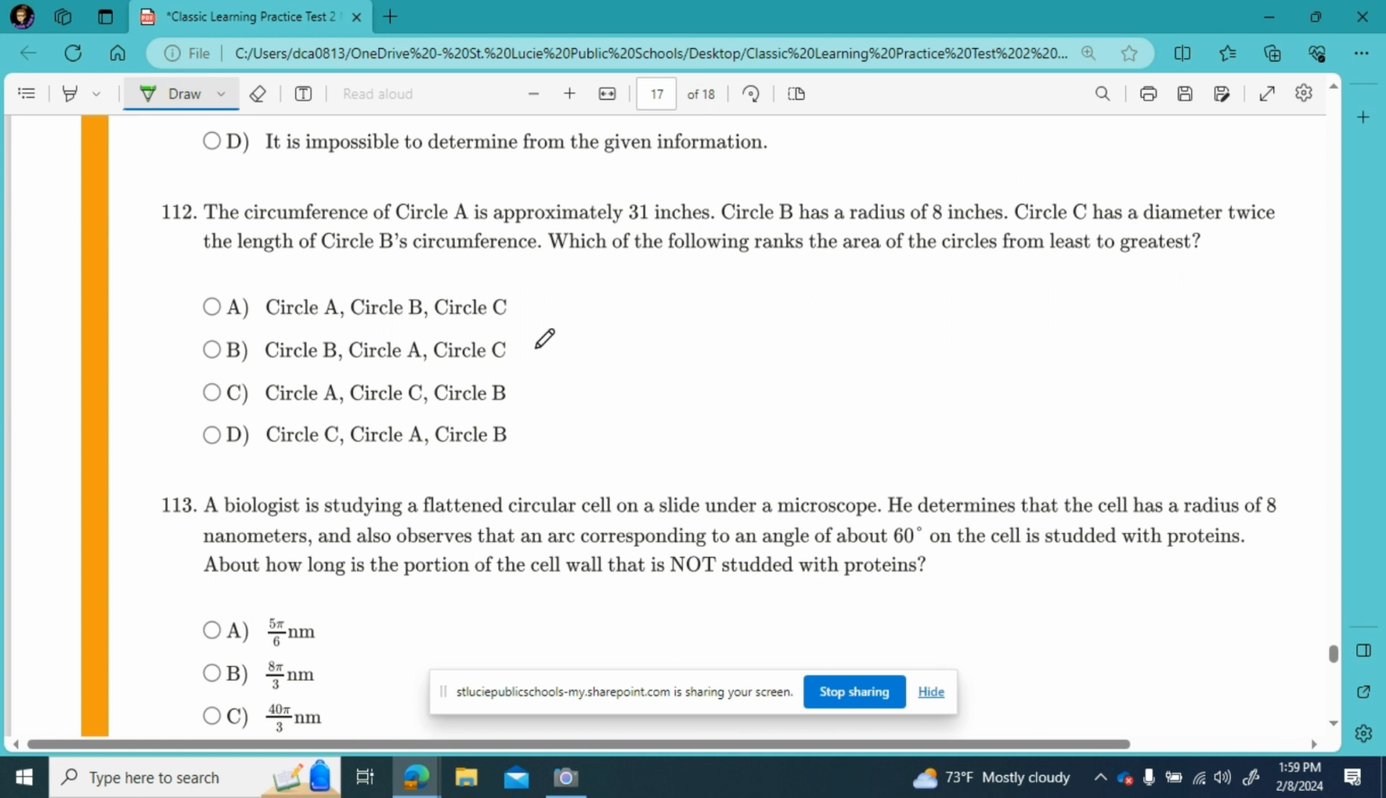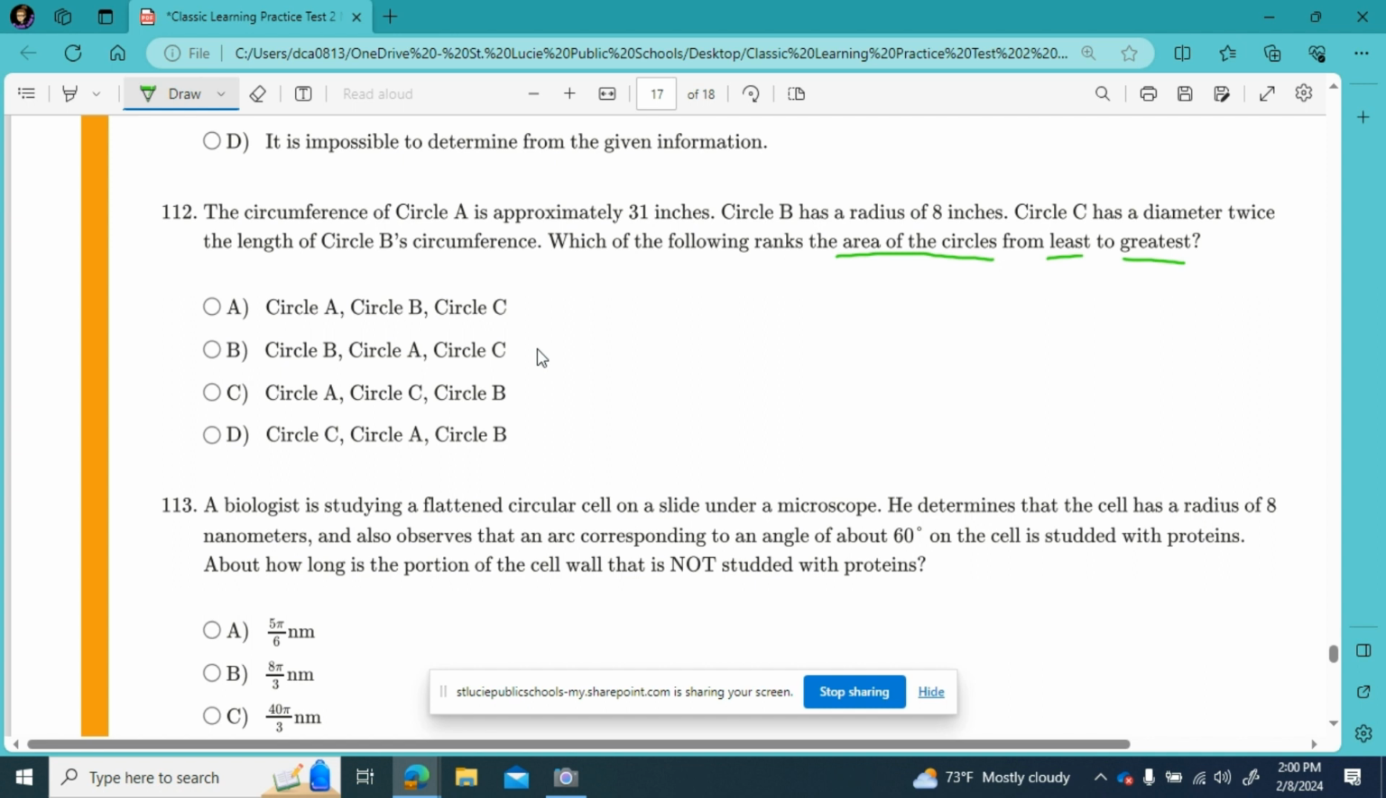Number 112 says the circumference of circle A is approximately 31 inches. Circle B has a radius of 8 inches. Circle C has a diameter twice the length of circle B's circumference. Which of the following ranks the area of the circles from least to greatest?